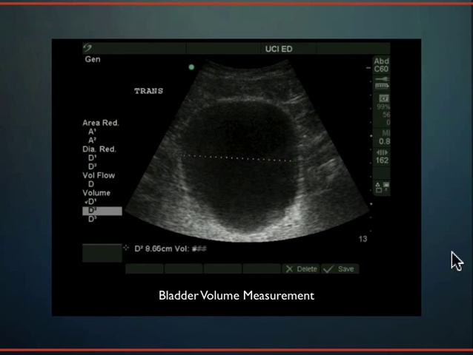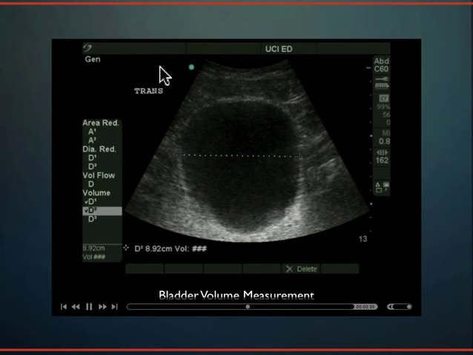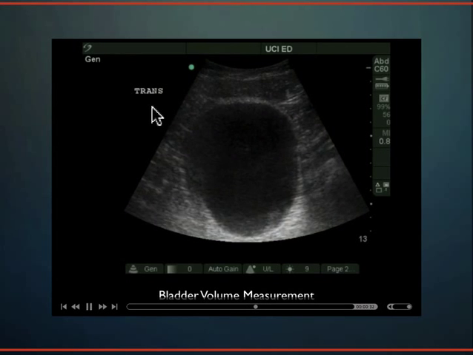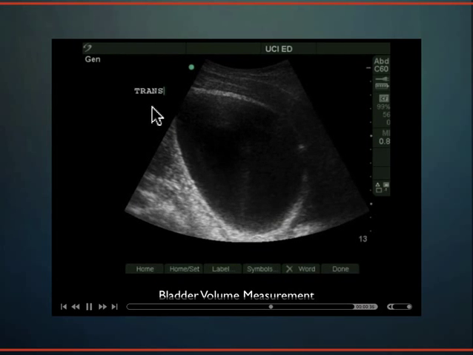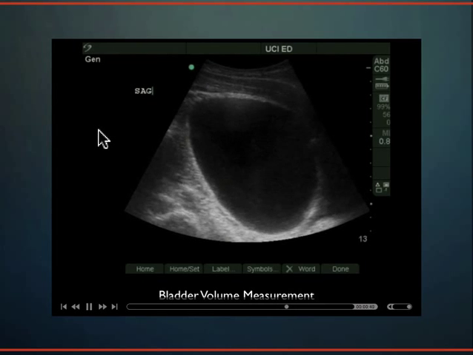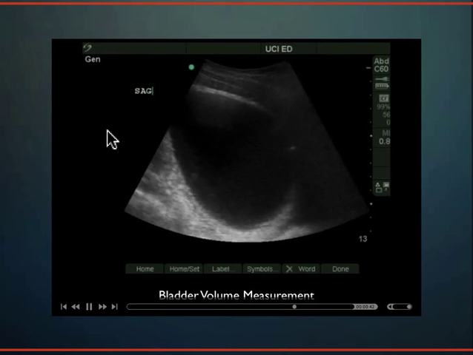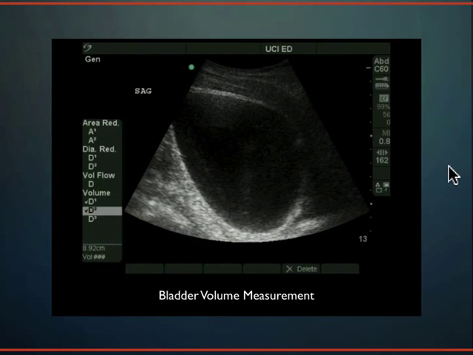So they measure the height. Now they're measuring the width in the transverse plane, and then they're going to unfreeze the machine and go to a sagittal plane. You'll see here now, they rotate the probe 90 degrees, so they're in a sagittal plane, and they delete the word trans and write the word sag, and then they're going to get a nice long sagittal plane of this. They're going to freeze it, and they're going to drop their caliper across the screen, and that'll be the height times the width times the length.